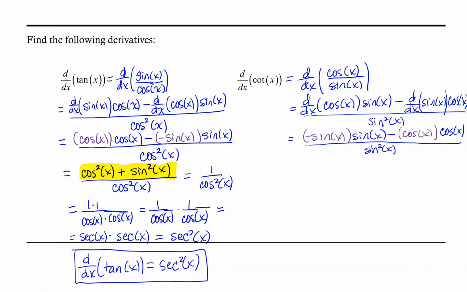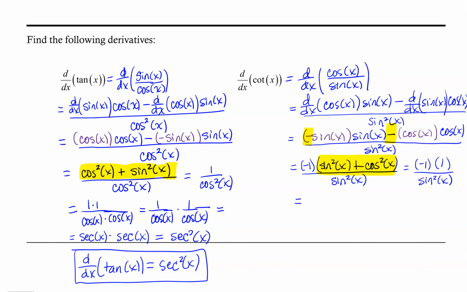Now, notice that we have these two negatives. So what we're going to do is factor out a negative 1 from our numerator. So we'll have negative 1 times sine squared of x plus cosine squared of x, all over sine squared of x. And now we can use that Pythagorean identity that sine squared of x plus cosine squared of x is equal to 1. So we will have negative 1 times 1 over sine squared of x.